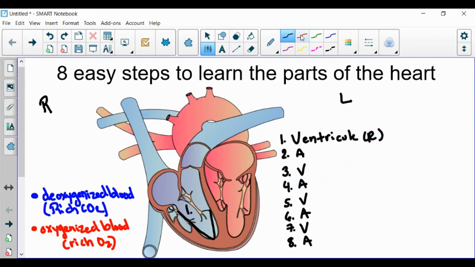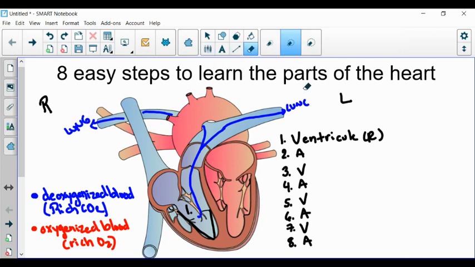So the blood will make its way out of the ventricle. And notice how it's blue, meaning it's rich in CO2. So it needs to get out and get fresh oxygen. And it's going to get that in the lungs. So it's on its way to the lungs, the left lung, the right lung. And so we're going to call that lung.